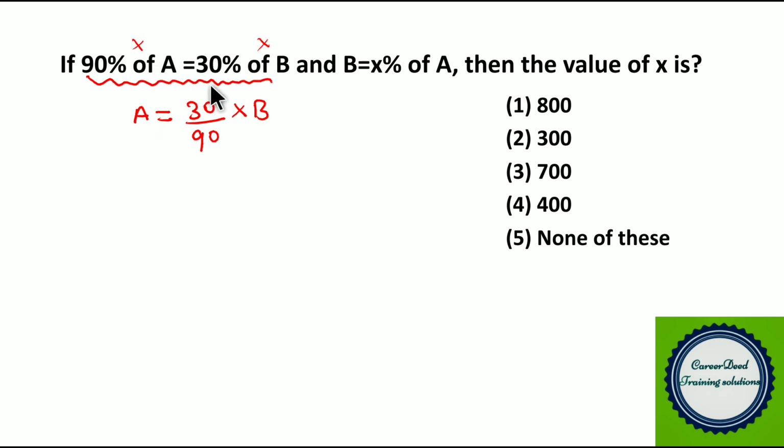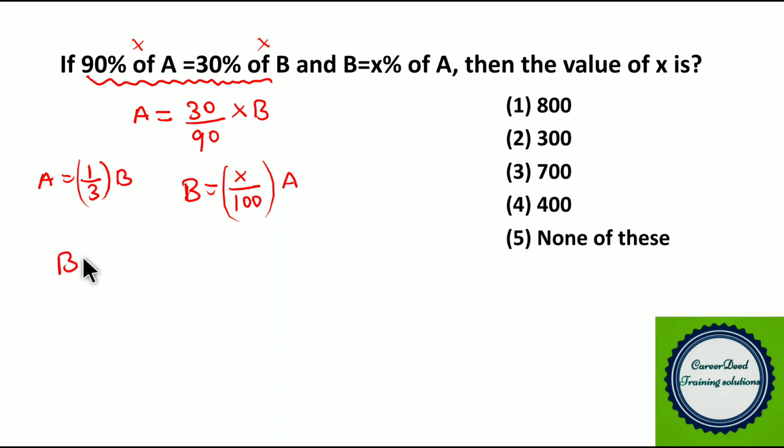So 90 into A equal to 30 into B. So you can write A equal to 30 by 90 into B, or you can write A is 1/3 of B, right? When you cancel this, A equal to 1/3 of B. And next you have B equal to x percentage of A. So you can write B equal to x percentage, which is x by 100, into A, right? So B is x percentage of A. Now instead of A you can substitute 1 by 3 of B, right?